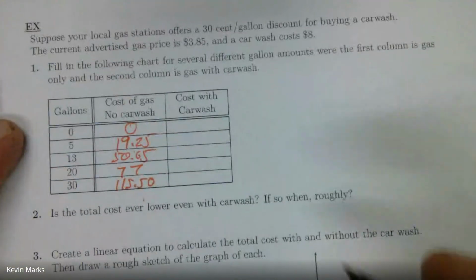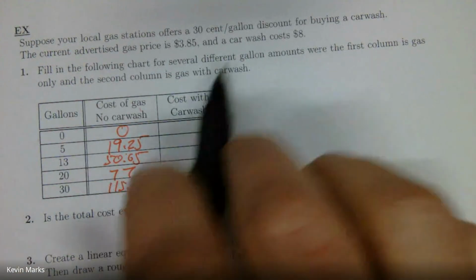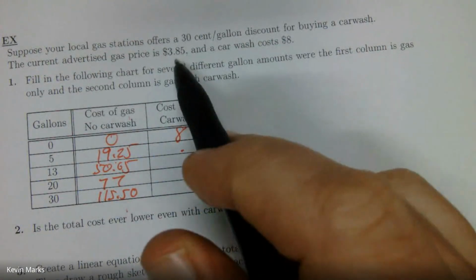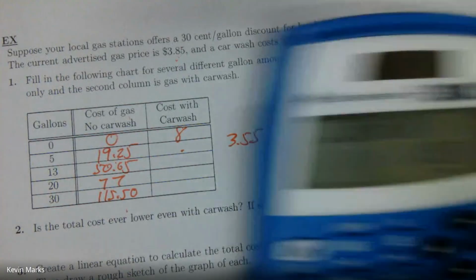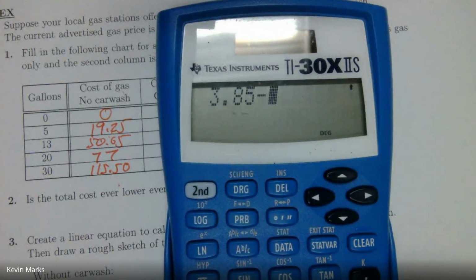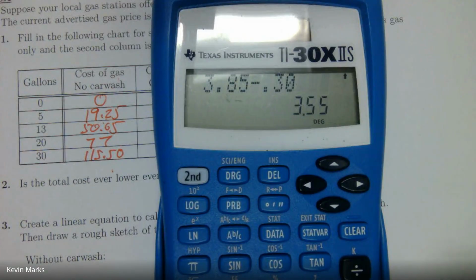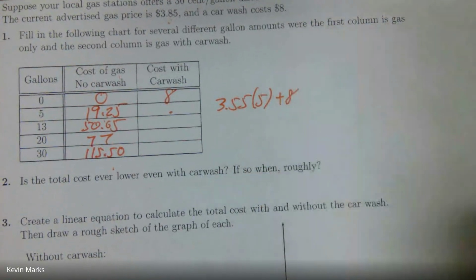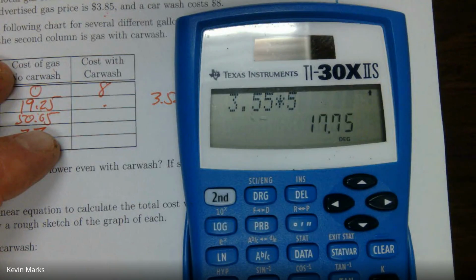All right. Now, over here, cost with the car wash. Now you've got to pay attention, because if you don't buy any gas, you still have to pay for the car wash, which is $8. But now I'm buying 5 gallons. But wait a minute, we're not paying $3.85 anymore. Remember, you are paying $3.55 now, because it's $3.85, but you're getting a 30-cent discount. So you're really only paying $3.55 per gallon. So it's $3.55 times 5, and then tack on the $8 for the car wash. There's my gas, plus the $8 car wash. So $25.75.